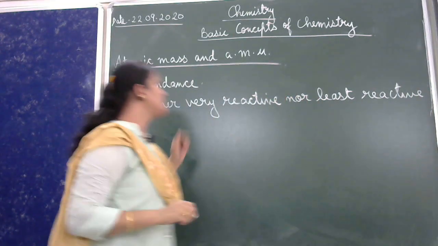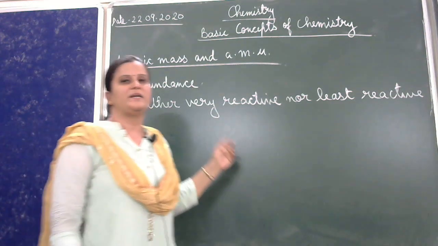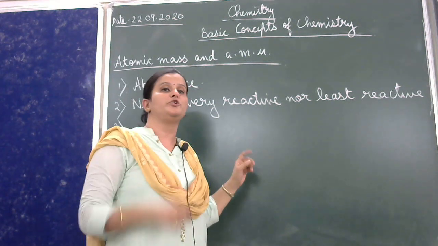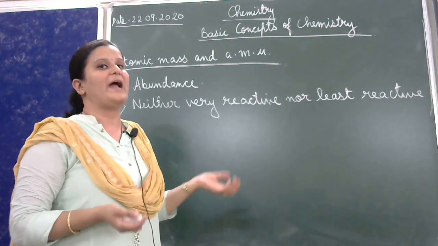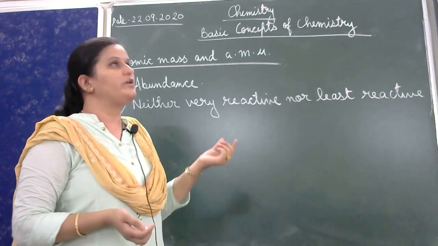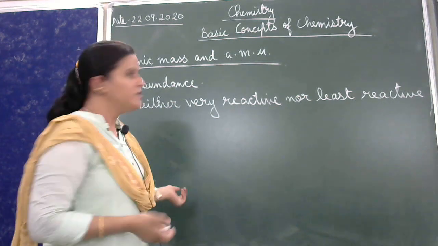And the third criterion was that that particular atom should not have any isotopes. Because if there are isotopes, what will happen? Then we would need to take the average atomic mass.